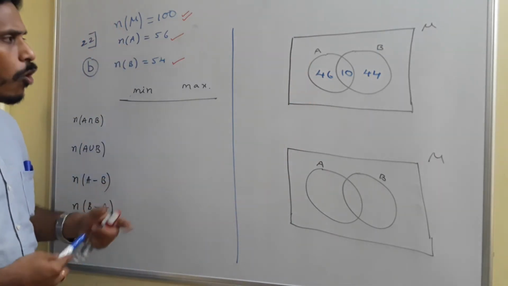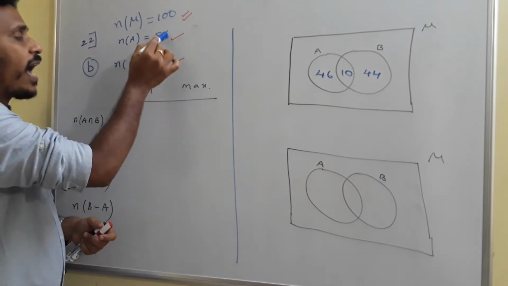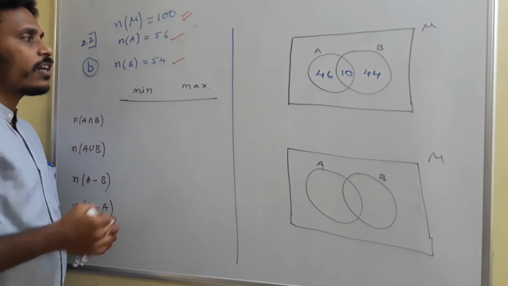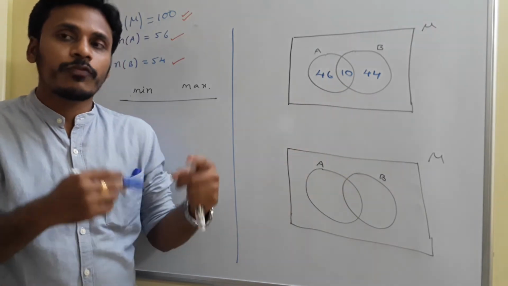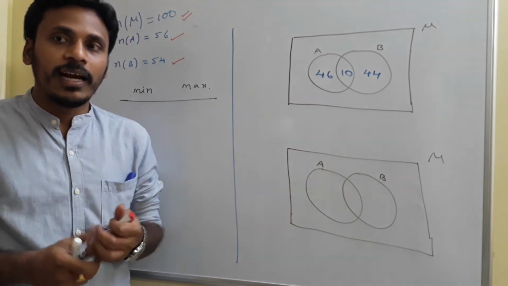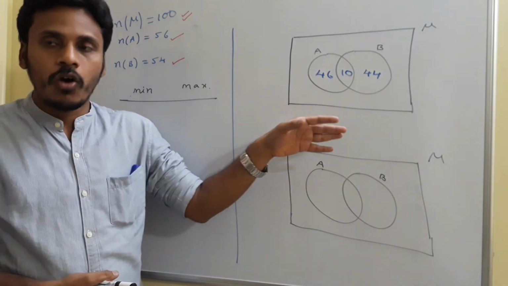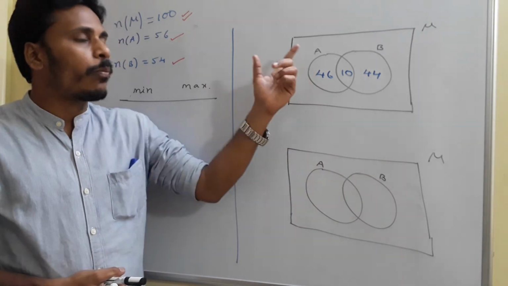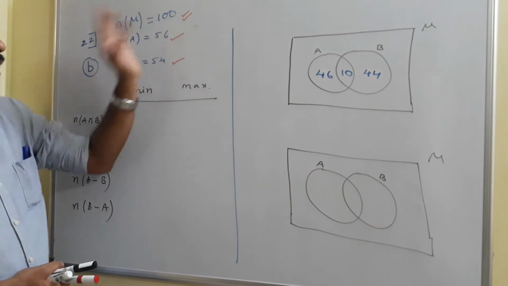Usually for these problems, to find the minimum possible value, you just add these two. The sum is 110 and this is 100. What is the difference? 10, right? And that 10 is the minimum possibility. I checked one by one, 0, 1, 2, 3, 4, just for your clear idea, but usually in answering the questions, the minimum possible value is the sum of these two numbers minus 100.